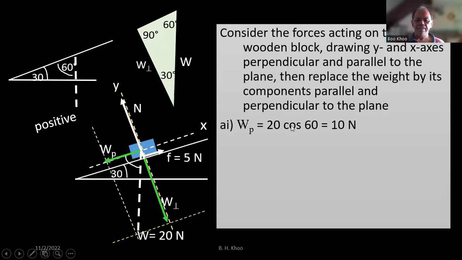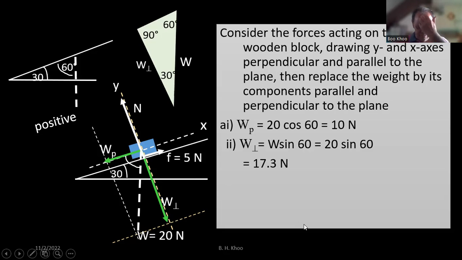Weight perpendicular to the plane. Parallel to the plane, sorry, is 20 cos 60. It's your 60 here. That's your 20 cos 60. You can use a calculator. And perpendicular to the plane, this is 1, right? So it's W, which is 20 sin 60 or cos 30.